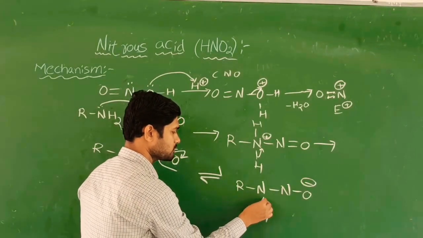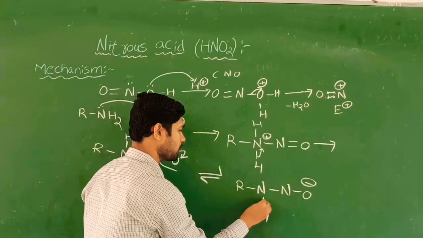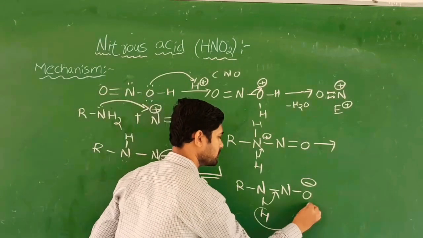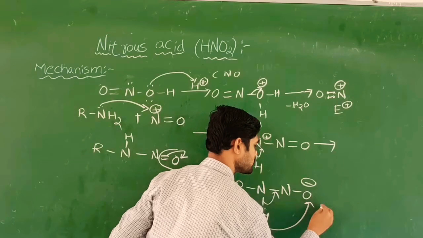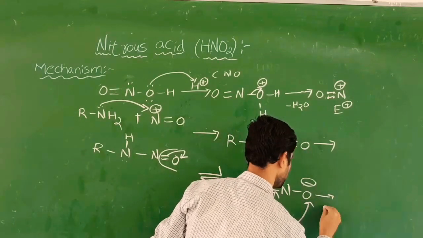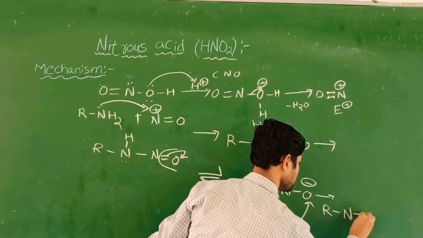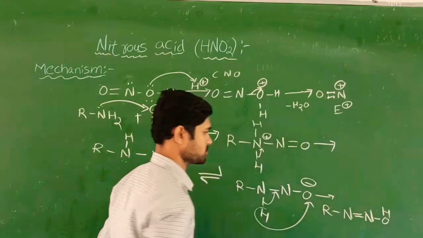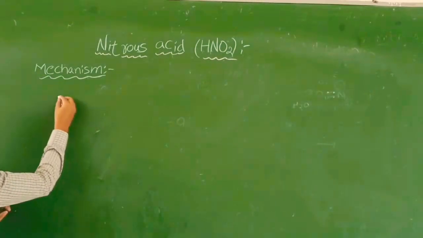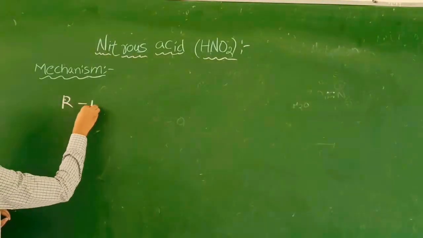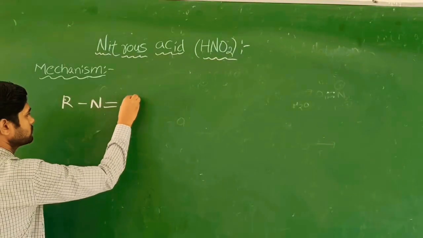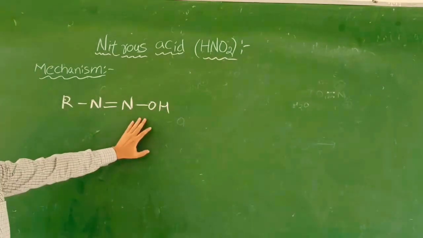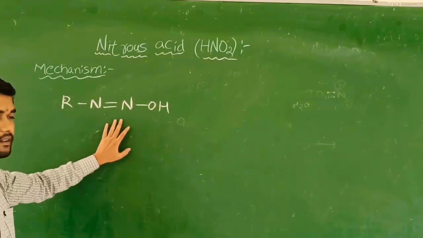So what happens? This bond is utilized to form a double bond here, and this hydrogen is going to combine with this one, so now it becomes OH. Now it becomes OH. So after this, the next continuation with this one. So finally I am going to write it like this.